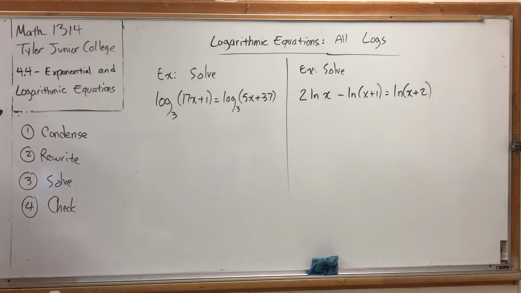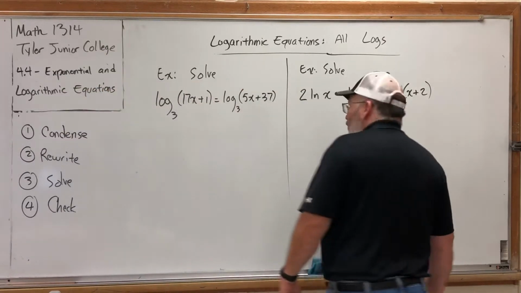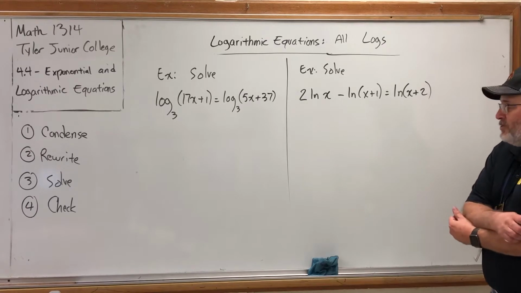You'll notice over here I have the 4 steps from last time, all condensed down to one word each. Condense into one logarithm, rewrite in exponential form, solve the remaining equation, check for extraneous solutions. Our plan of attack on these is almost identical except one of them moves. So let's start with the first equation.